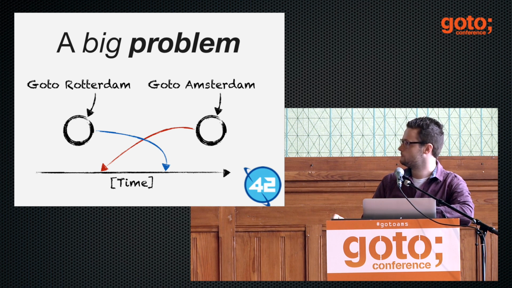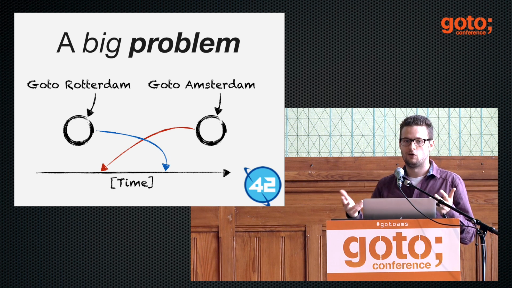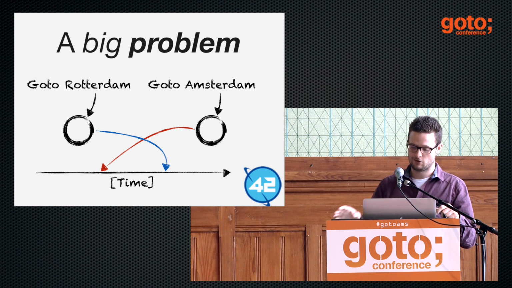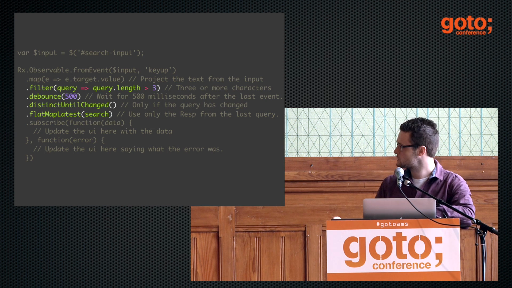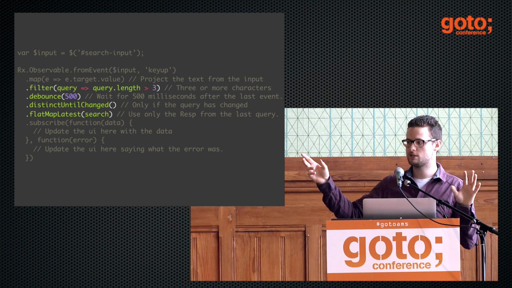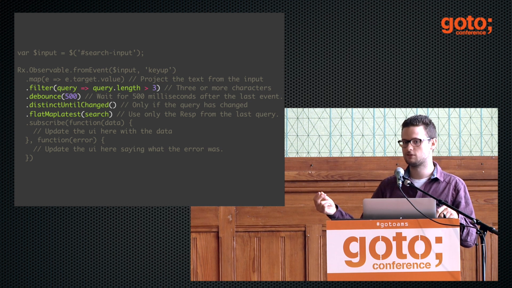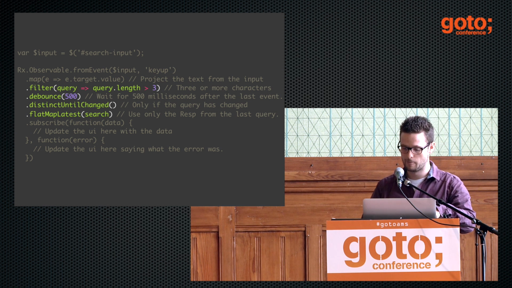So what we want to do is express the idea of only using the results of the last AJAX request that was sent to the backend. As you probably guessed by now, there's an operator for that. It has a very strange name. It's called flatMapLatest. Don't ask me why. But it does exactly what I just described. If you have multiple asynchronous requests, it will only use the results of the last request that was made. So that bug that we just saw is no longer an issue.